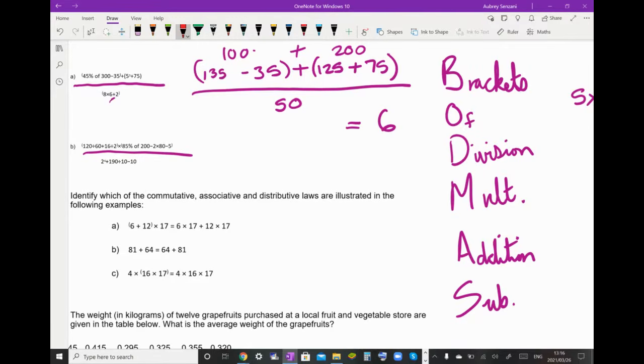Right, so here we need to do the same thing. We have brackets, but then we have 120 divided by 60, and here we have 16 divided by 2. Here we have 85% of, so we need to deal with this first before these other ones. And here we have 2 times 80, so I have to deal with that first before we can minus the 5. So here 120 divided by 60 gives us 2, and then 16 plus 16 divided by 2 should give us 8.